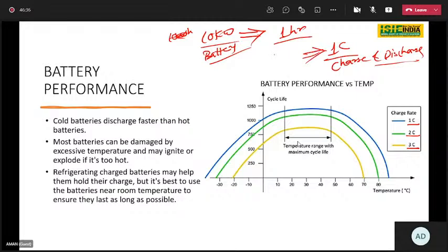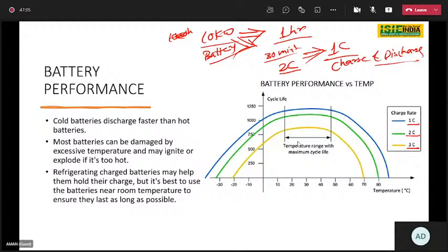Okay. And at the same time, if I want to discharge this particular battery in 1 hour, I'll be working on 1C. And if I'll be discharging this battery in, let's say, 30 minutes, I'll be working on 2C. Okay, so you can do the calculation for the rest. What is the 3C for the same, right? So this just gives you the basic idea of what the C rating is.